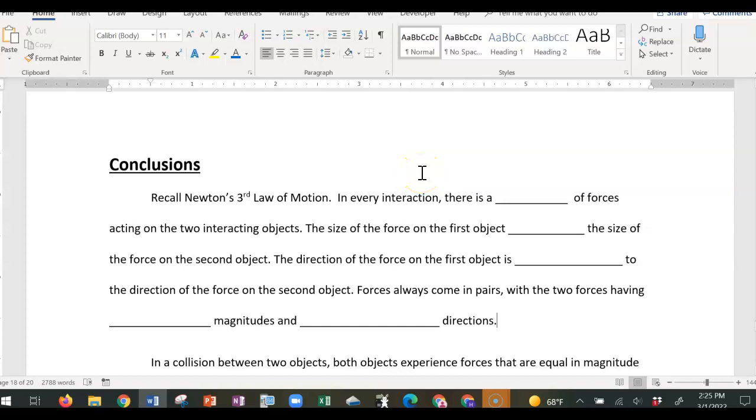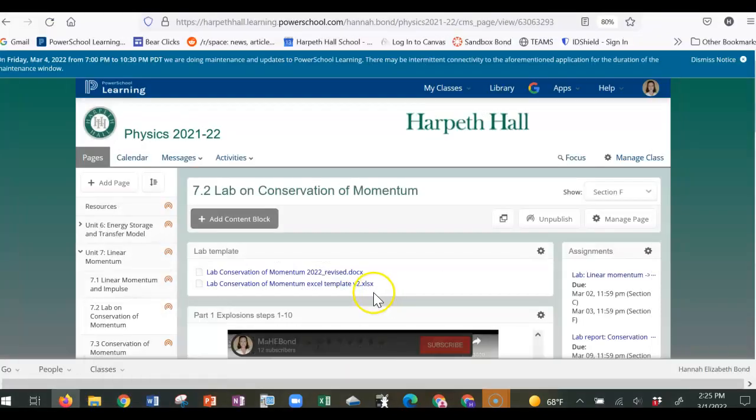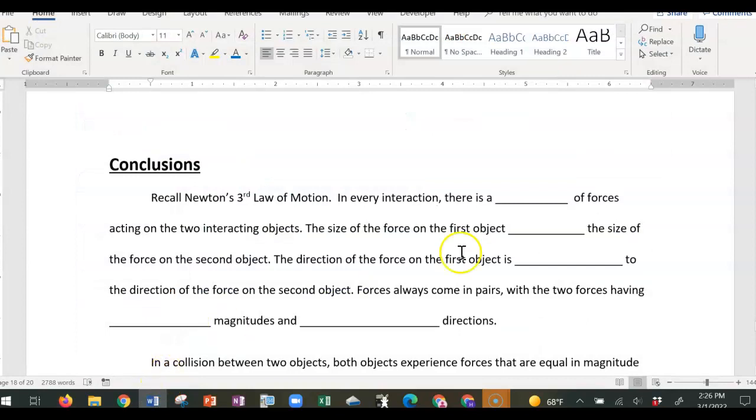This webcast continues the discussion of the lab conservation of momentum, and we are at the conclusions of this lab. Okay, so there are some fill in the blanks here, and we'll just read through and try to think about what goes in each blank.